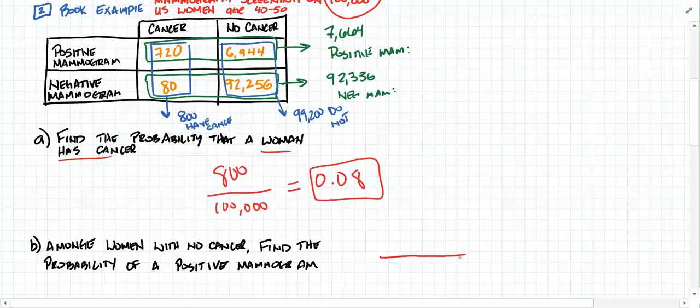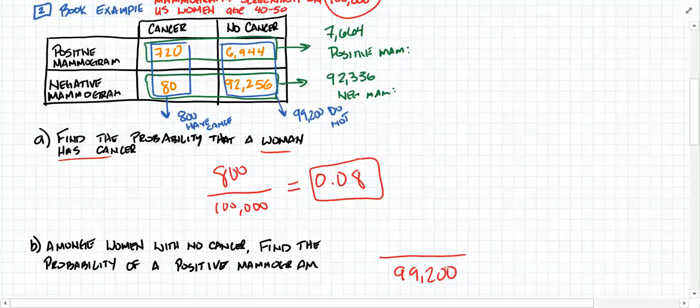Isn't it 99,200? No cancer? Yeah, you guys are right. It's 99,200. Okay? That's our denominator, right? That's our observed. Now, among those, find the probability of a positive mammogram.